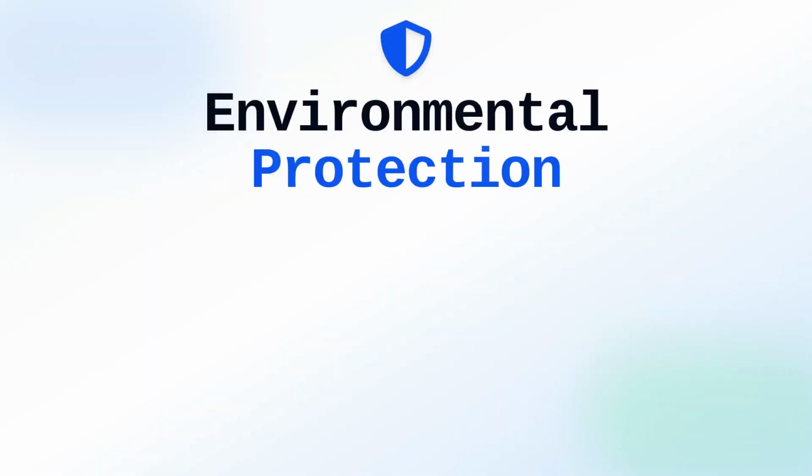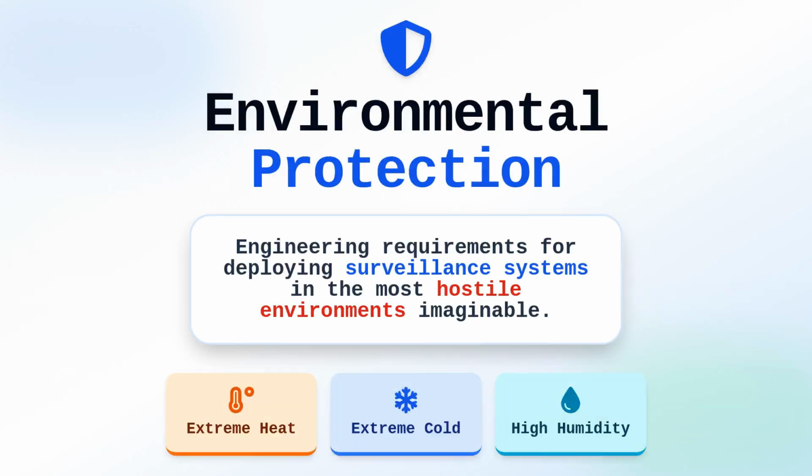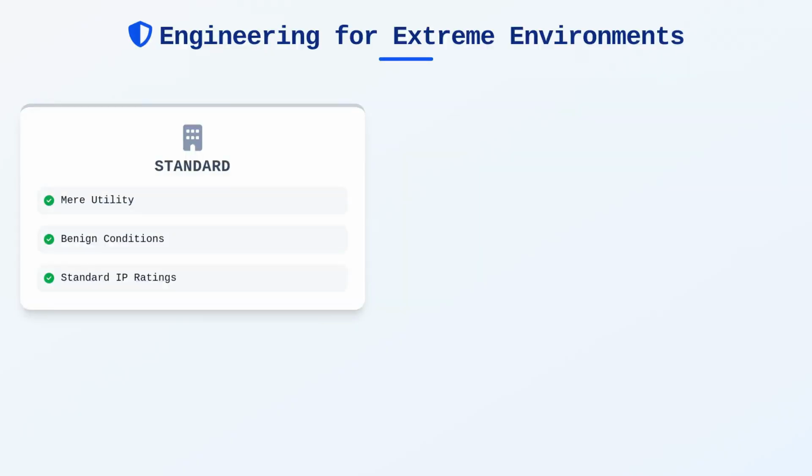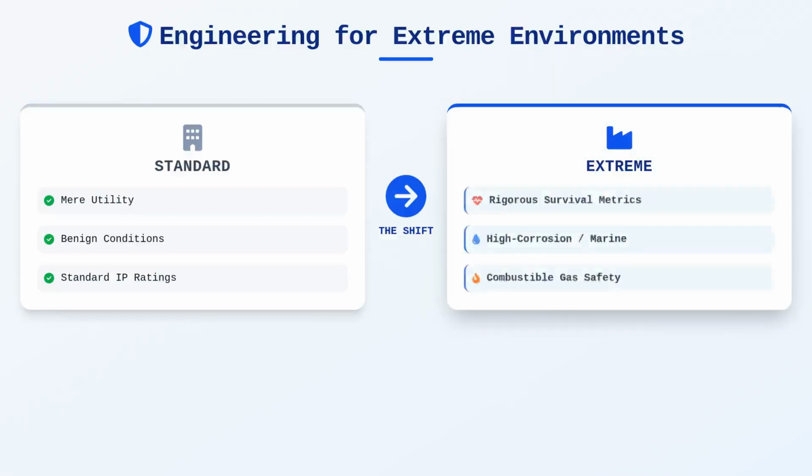Welcome to this chapter on environmental protection. In this section, we will explore the engineering requirements for deploying surveillance systems in the most hostile environments imaginable. When we shift our focus from standard indoor or benign outdoor environments to extreme locations, the hardware requirements change from mere utility to rigorous survival metrics. An access camera intended for a standard office block is not capable of maintaining structural integrity or functional operation in extreme industrial or subterranean conditions.